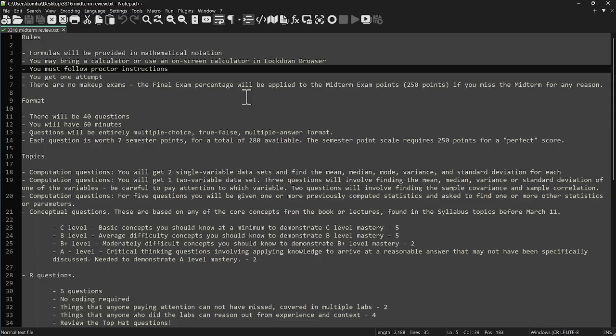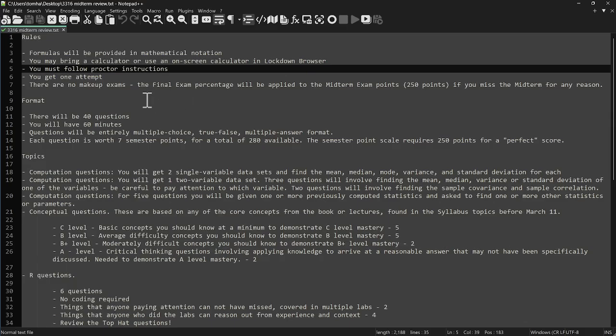Whatever it is, I trust you as an adult to make it to the exam, and if you can't, the makeup is you get the percentage of your final exam score times 250 points. So no extra credit. There are extra points on this exam. If you miss it, you don't get those.